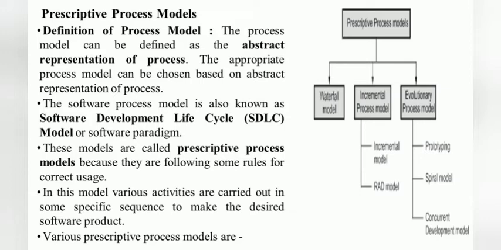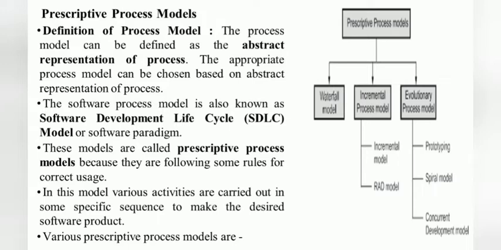The software process model is also known as the software development life cycle or the software paradigm. These models are also called prescriptive process models because they follow some rules for correct usage. In this model, various activities are carried out in some specific sequence to make the desired software product.